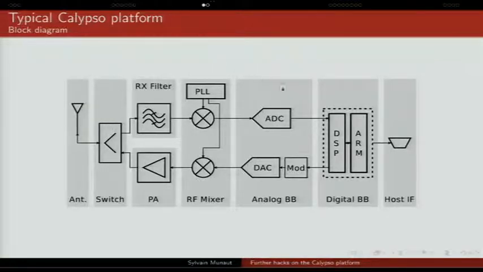If we look at the receive path, the signal from the air is transmitted to a RX filter, so basically it will filter out any out of band interference and things like that. It's down converted using what's called a mixer. It's down converted to baseband. It's sampled by the chip called the analog baseband, and the information is sent to the actual digital baseband, which is itself composed of a DSP and an ARM core.